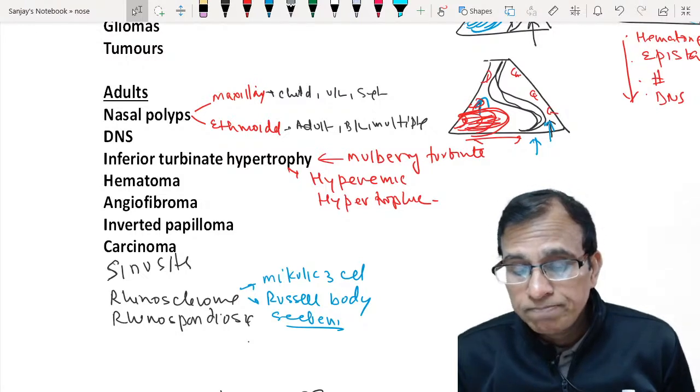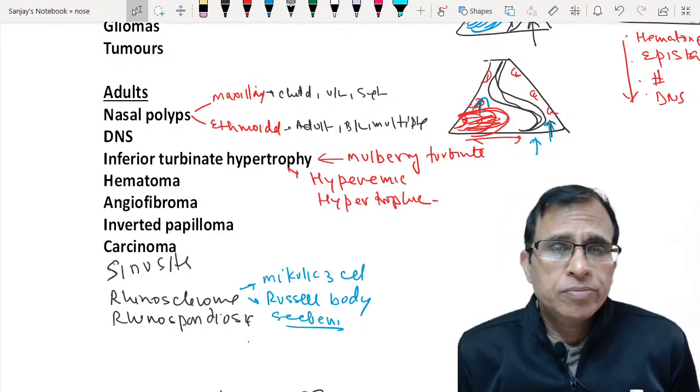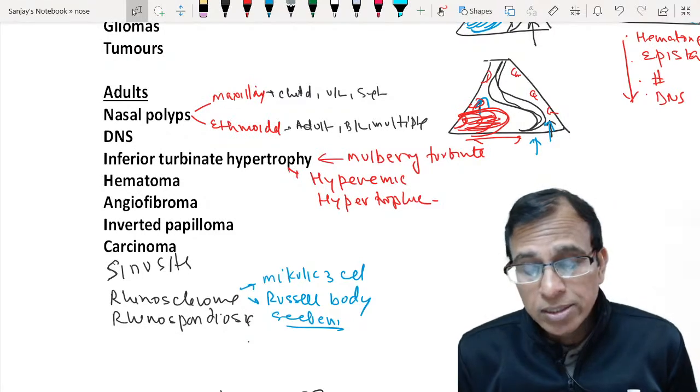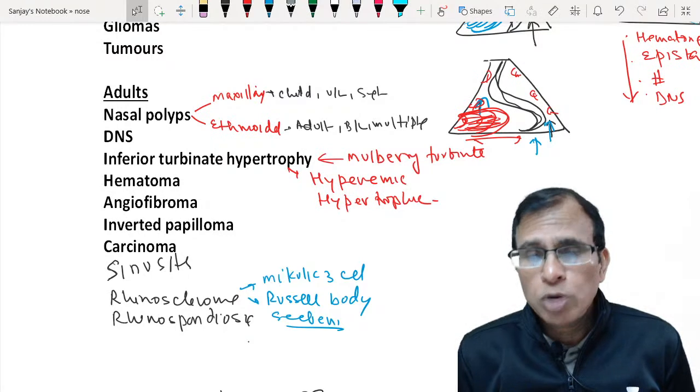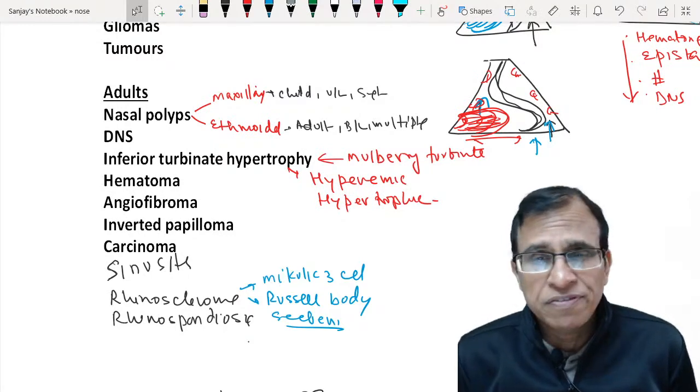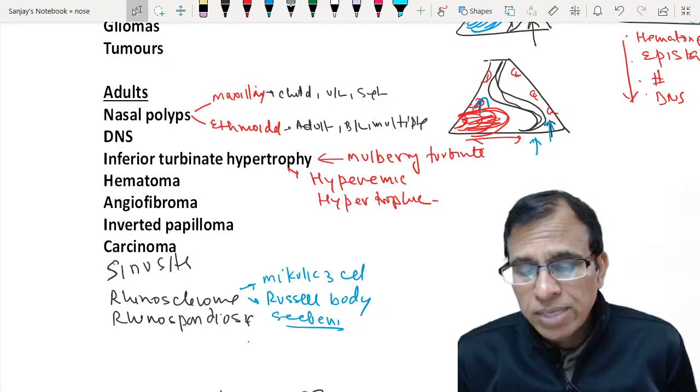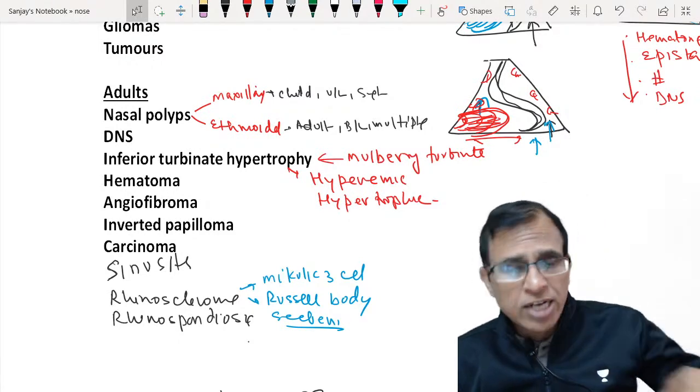But this is a very typical presentation in adults, always unilateral, and it is described as a strawberry polyp. So it's a strawberry. You must have seen. So it's a deep red, fleshy red mass. It looks like a polyp. That's why I discussed nasal polyp.